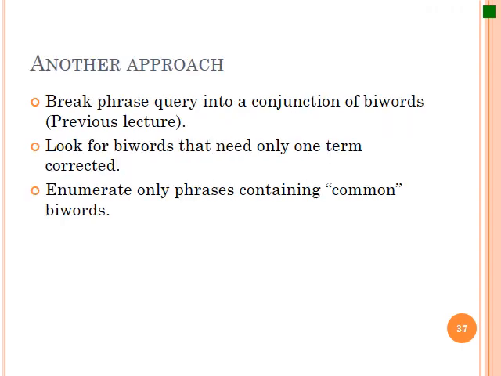Okay, let's carry on. Another approach to doing the context-sensitive retrieval is that you can break your phrase query into a conjunction of biwords. Then you look for biwords that need only one term corrected, and you enumerate only phrases containing a common biword. So this is a slight modification from the previous one where we only considered one word at a time. This one you consider 2 words at a time.